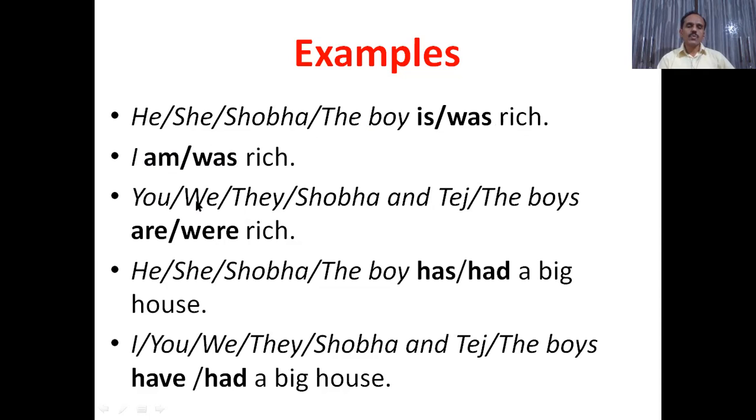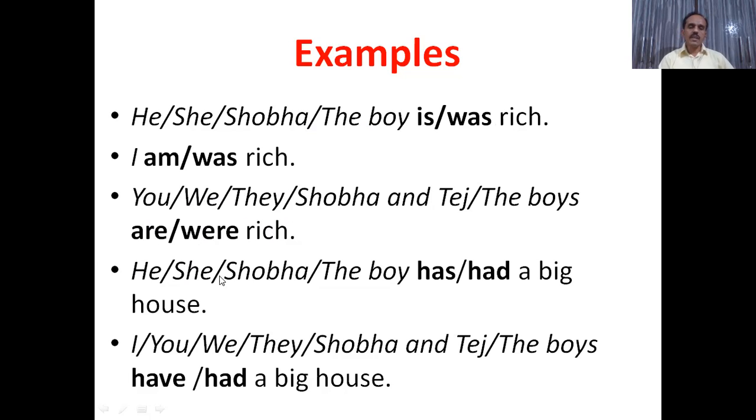Third example. You, we, they, Shobha and Tej, the boys are rich, were rich. We use are when the tense is present tense, and if the tense is past tense, we use were. So was is also past tense. Why have we not used was here? Because it depends on the subject. Is is present tense, are is present tense. Why have we used is here? Because the subject is singular, third person singular. Why are? Because here the subject is plural as well as second person singular. That is why we have used are here. That is subject verb agreement.